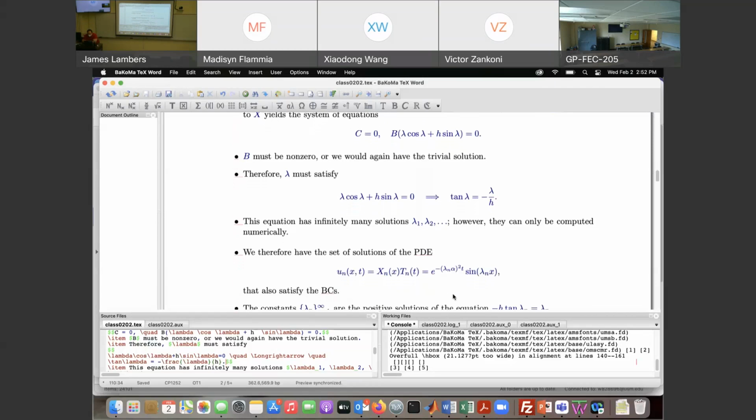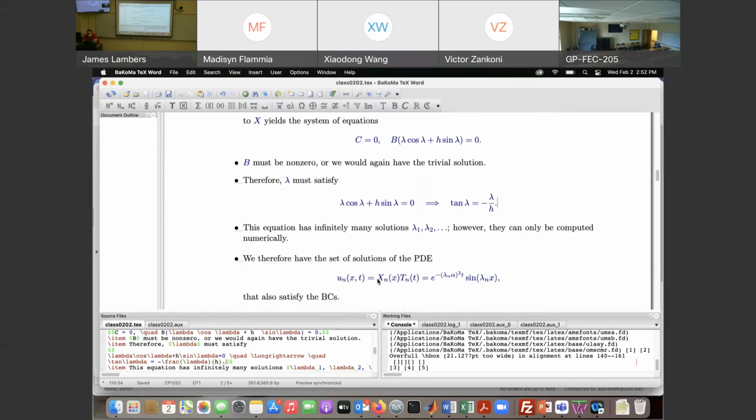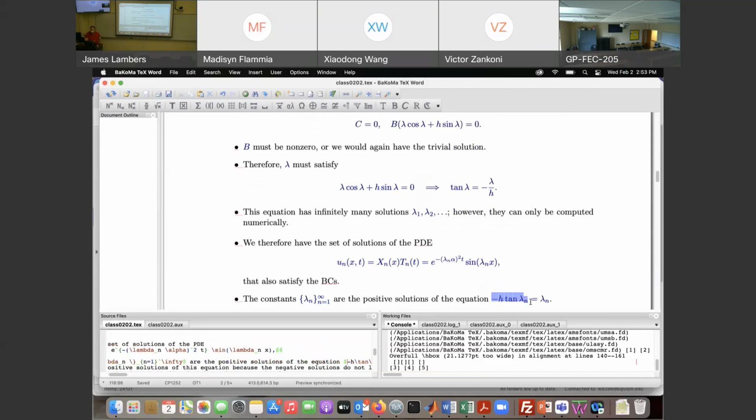So now, by multiplying these two together, we have a function of x and t that satisfies the PDE and also satisfies the boundary condition, provided that these values, lambda n, are the positive numbers that satisfy this equation.